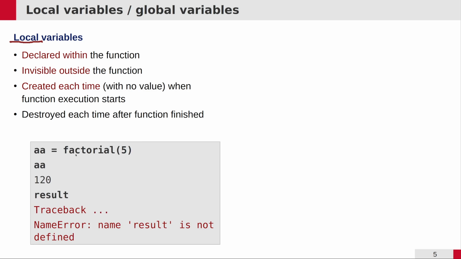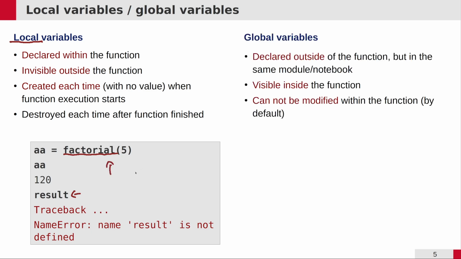So for example, if we are calling as before our factorial function, if you remember, our factorial function had an internal value which was called result. If you try to access the value of the variable result, you would get basically a NameError because this variable outside of the function doesn't exist. And that's a nice thing because basically you can rename your variable or change everything within the function without affecting the outside world. There are also so-called global variables.